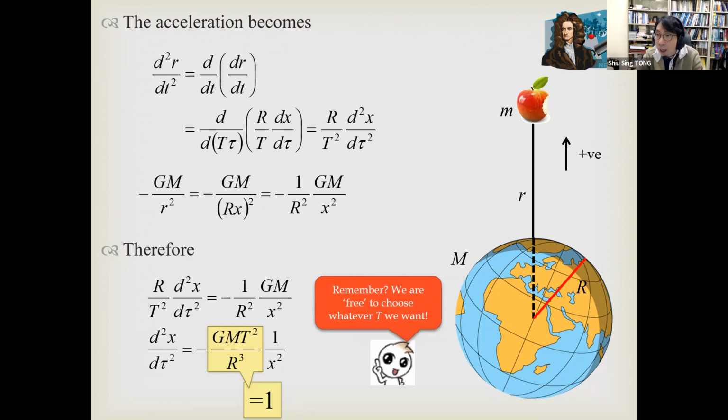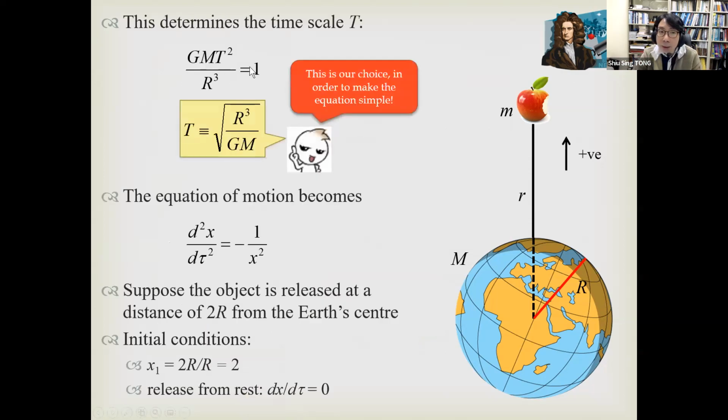We haven't defined it yet, but now it's a suitable moment for us to define it. We should define the T in a way such that this whole quantity becomes 1. This is always possible because we can choose whatever T we like. And we choose the capital T in such a way so that this whole quantity becomes 1. And if this is the case, then I can find out what capital T is.